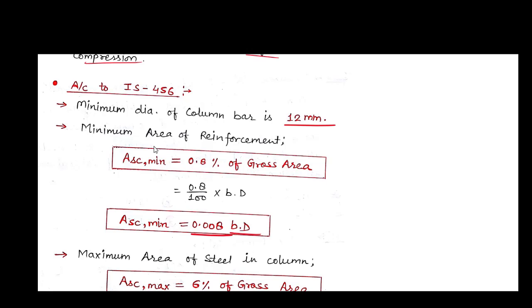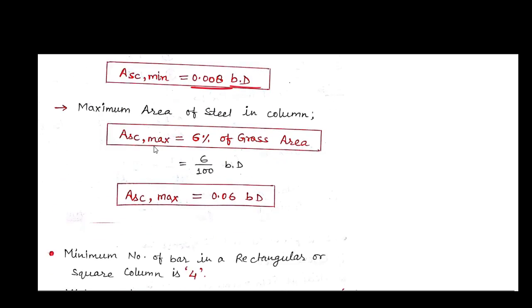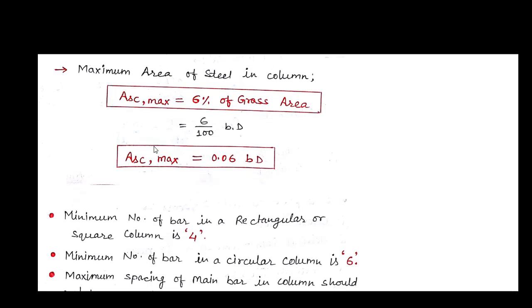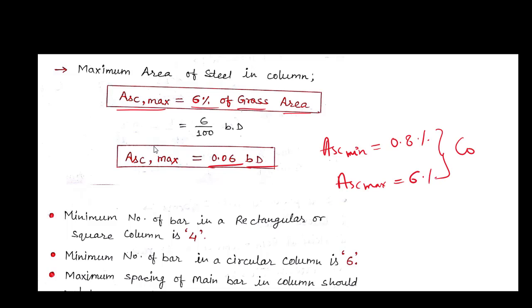Now we come to the higher value. What is the maximum area of steel in a column? It is again an important part. ASC max is 6% of the total gross area. So ASC max becomes 0.06 BD. So ASC minimum is 0.8% and ASC maximum is 6%. You have to remember this range for a column.